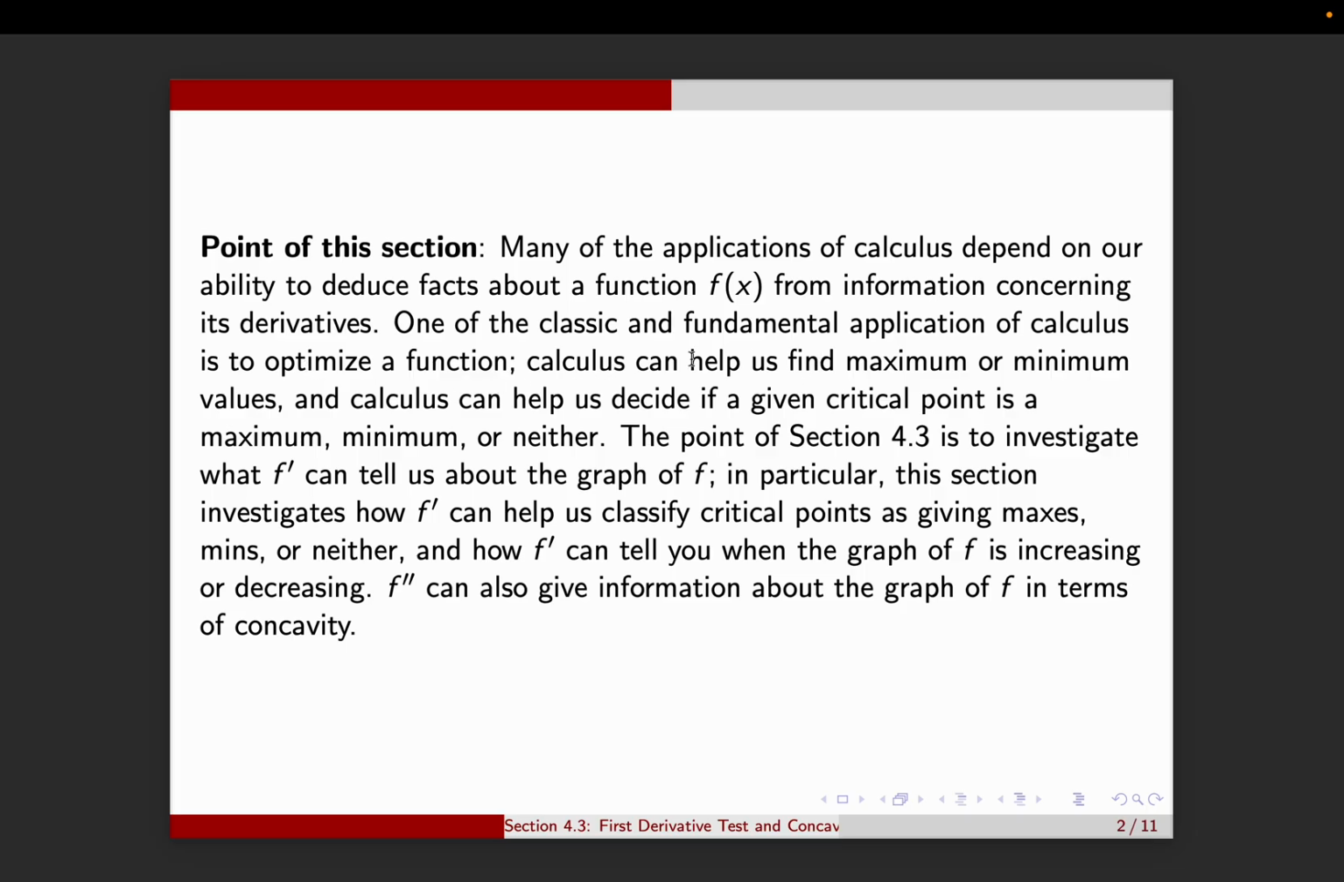And the reason is because calculus can help you find maxes or mins and decide whether a critical point is such a thing. So the point of section 4.3 is just to investigate what the derivative of f can tell us about the graph of f, and think about classifying critical points as a max, a min, or neither. The second derivative, f double prime, can tell you about what's called concavity, which I'll show you what that means in a few minutes.